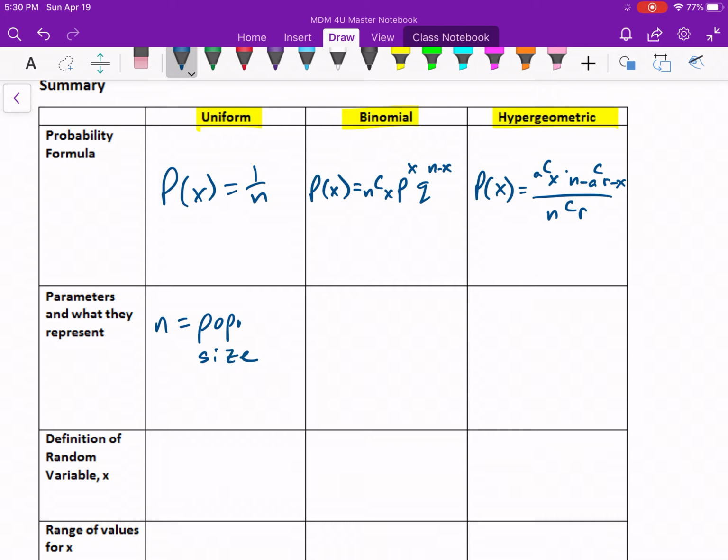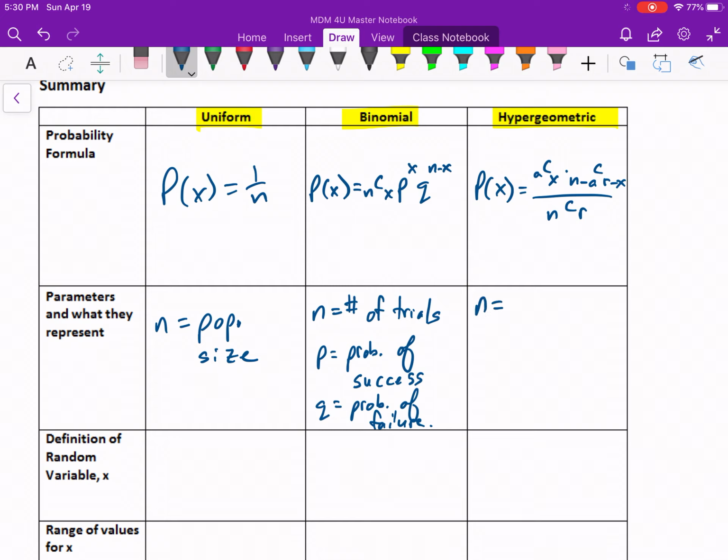For binomial distribution, we had a few. We've already talked about it. We used it in the last example. N is the number of trials. P is the probability of success. And Q is probability of failure. Hypergeometric, N now stands for population size again, just like it did for the uniform distribution. Now R is the number of trials. A is the number of successes in a population.